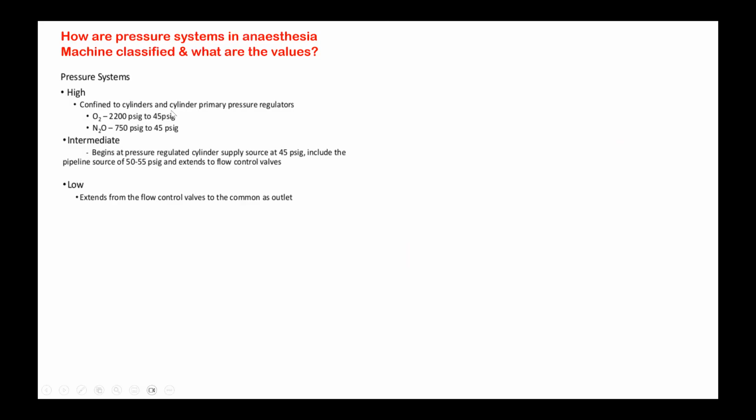How are the pressure systems in the anesthesia machine classified, and what are the values? That is again the question I asked you. The high pressure system works at roughly 2000 psi for oxygen, whereas nitrous oxide is 750 psi. The pipeline is 45 to 55, or 50 to 55, and less than that becomes the flow control.